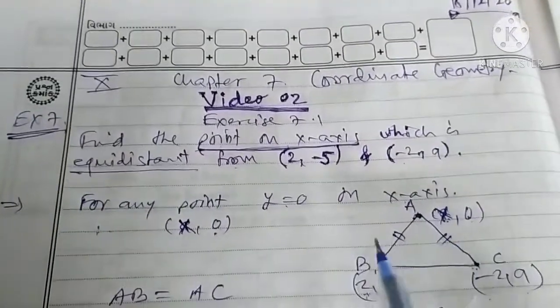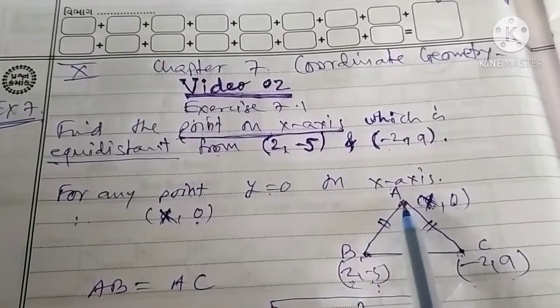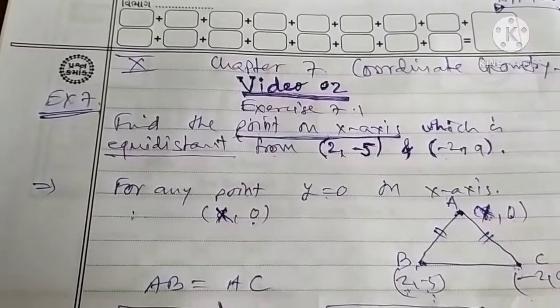Let us draw a diagram for understanding. See, point B and point C, both are equidistant from A. So we are making it AB equal to AC. We are adding AB equal to AC, okay?